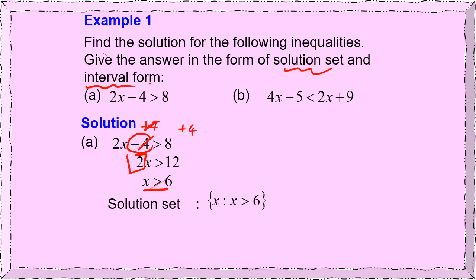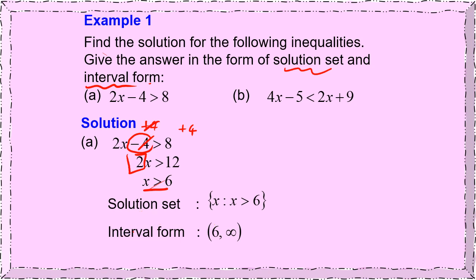Not included. If you are confused, we write it down on the number line. We have 6, and it says more than 6, so an empty dot at 6. It should start at 6 up to infinity. So our interval will be an open bracket for 6 to infinity.